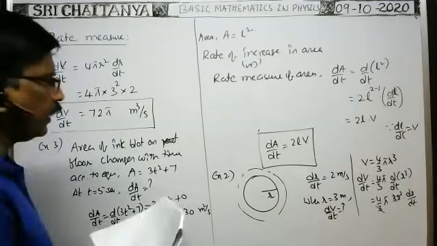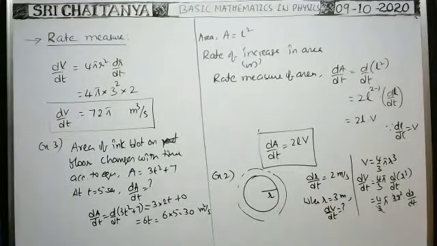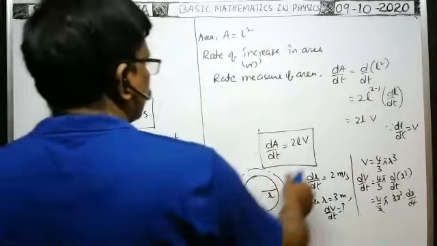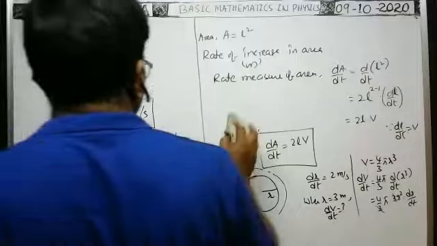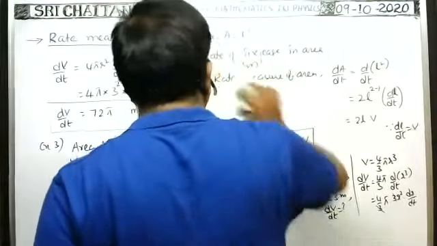Here, one more last example I will explain. One more example, not related to the rate measure, differentiation concept. These are given in your notes also.